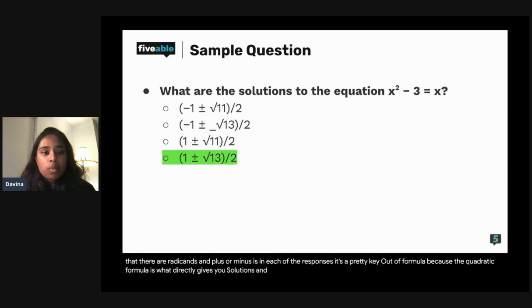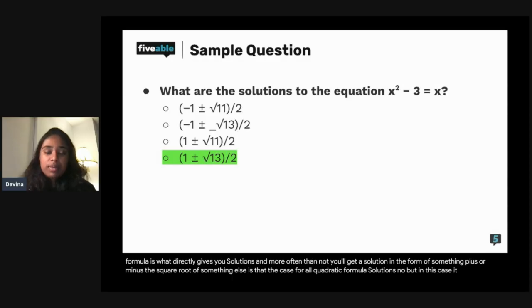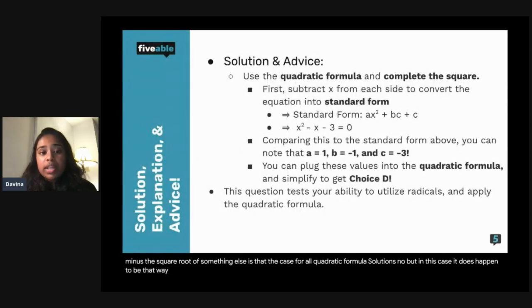And more often than not, you'll get a solution in the form of something plus or minus the square root of something else. Is that the case for all quadratic formula solutions? No, but in this case, it does happen to be that way. So again, make sure you use the quadratic formula and complete the square.